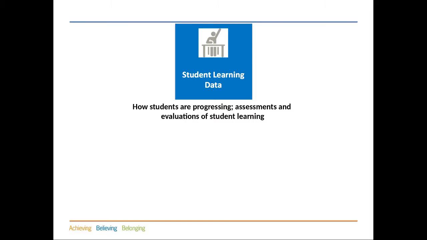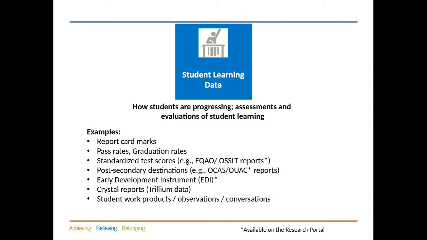So as I said, student learning data is pretty common for collaborative inquiries, but it's basically how students are progressing, looking at assessments and evaluations of student learning. And often in collaborative inquiry, we would use student work products or observations or conversations, but there's a whole bunch of other examples as shown here. So we have marks, pass rates, graduation rates, test scores. So we talked about EQAO and the literacy reports. And there's an asterisk next to that and a few other things. Those are all available on the research portal, which we're going to continue plugging throughout this whole session.